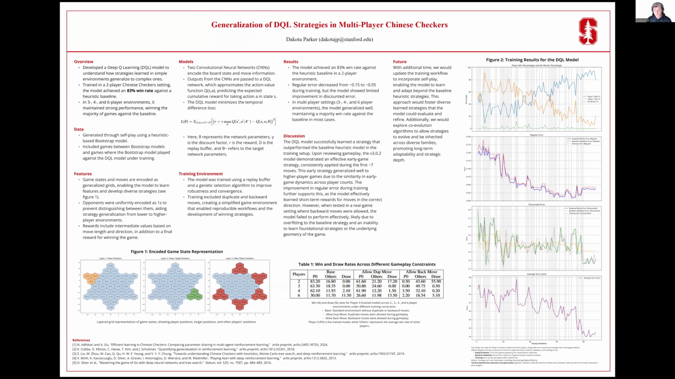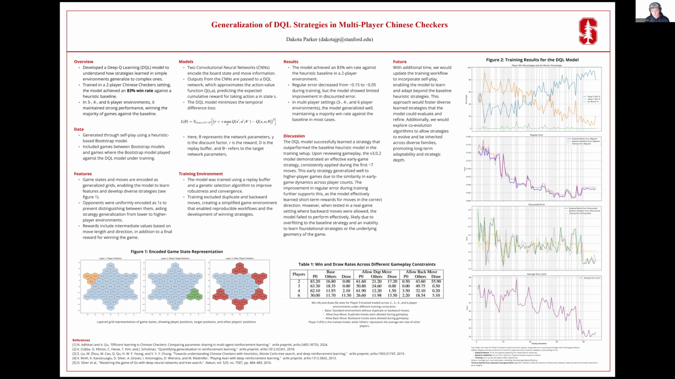I was able to generate a DQL model that in a two-player environment had an 83% win rate against the heuristic baseline model. When taking this model and running it in 3, 4, and 6-player environments against the same heuristic model, it had a 63, 62, and 30% win rate respectively. This showed that the model that was trained in the two-player environment was able to effectively learn strategies that it could generalize to the higher environments. It had the highest win rate across all of these environments.